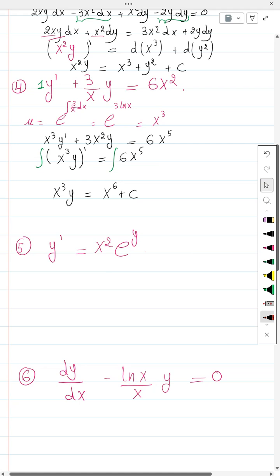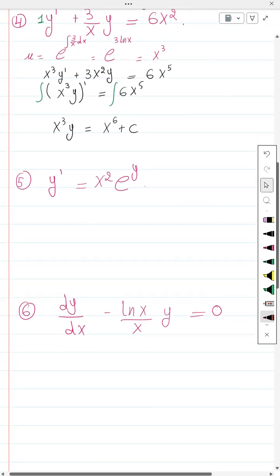As you can see here, this is the solution and it's quite easy. It's easy to solve a linear differential equation. And let's see the fifth example. It says y prime equals x squared times exponential y. And it doesn't seem that it is linear. It's not written in the form that we have seen.